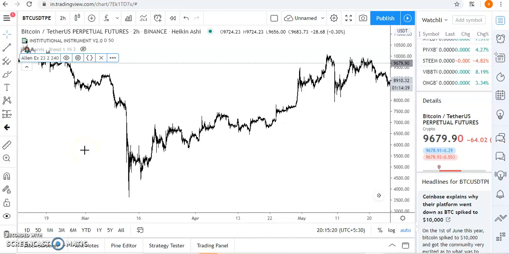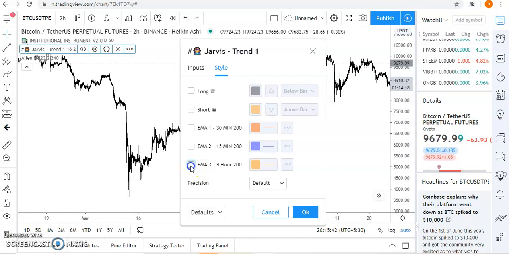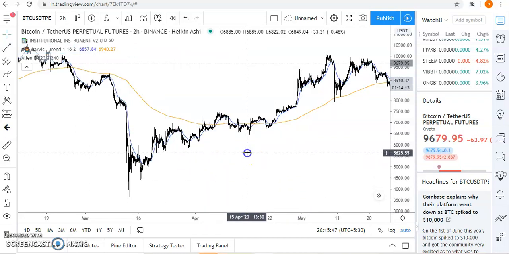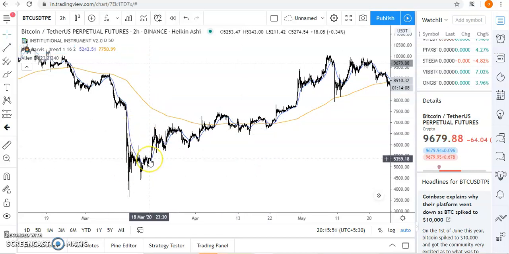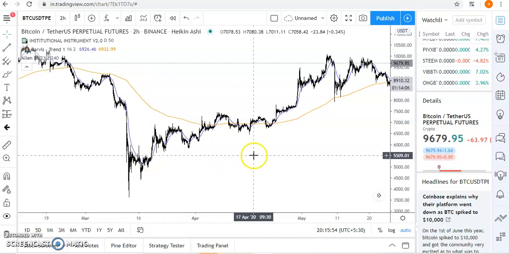In this particular video, I'm going to discuss different strategies that can be used in trading Bitcoin, and this strategy is very effective in trading Bitcoin. So that strategy is 15 minute 200 EMA and 4 hour 200 EMA. So what you should do is enable the 4 hour 200 EMA line and the 15 minute 200 EMA line. Okay, so this orange line is called the 4 hour 200 EMA and the blue line is the 15 minute 200 EMA. The strategy is very simple.